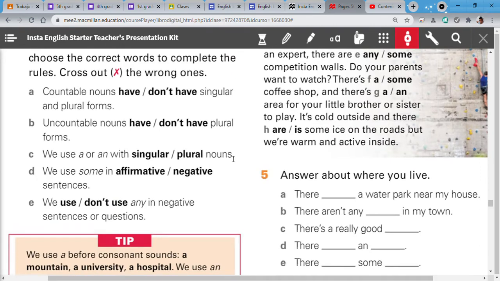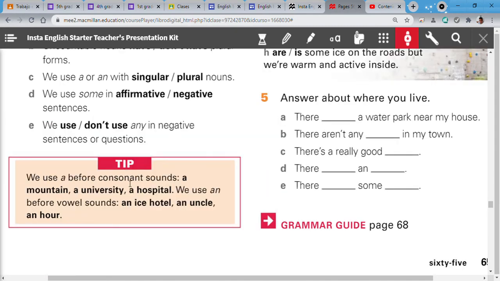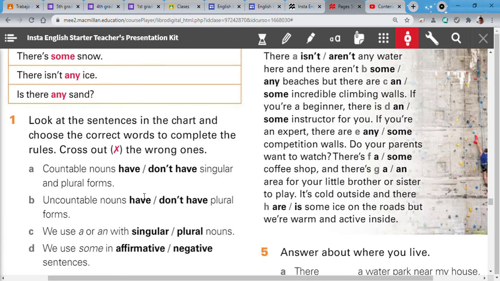Now let's continue. Here I have a tip. We use a before consonant sounds. A mountain, a university, a hospital. We use an before vowel sounds. A nice hotel, an uncle, an hour. Okay, an. I hope this tip could be useful for you.